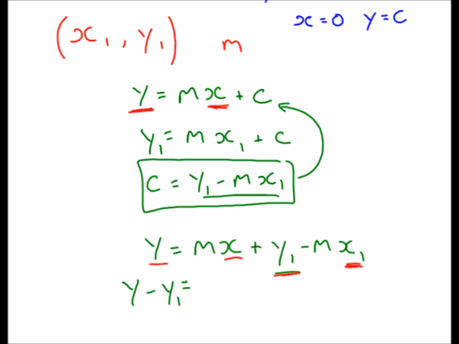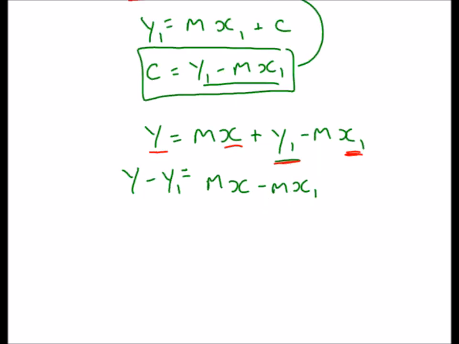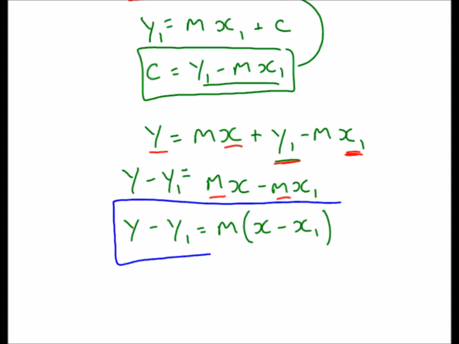I'm going to do y minus y1. And once I've done that, I'm left with m lots of x minus m lots of the specific x coordinate I know. And then to finish it off, I can spot that I've got an m in both parts here, which means I can factorise it out and make it look a little bit nicer. So I can get y minus my y coordinate is equal to m x minus my x coordinate once I've factorised out my m. This is the second version of an equation of a line.